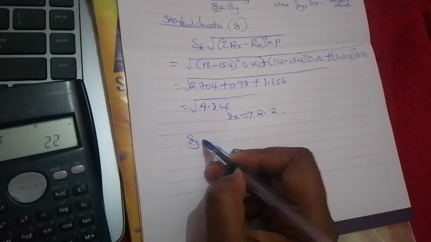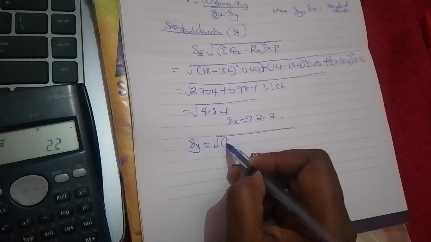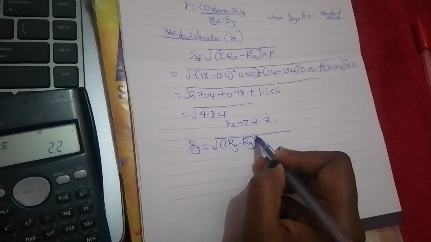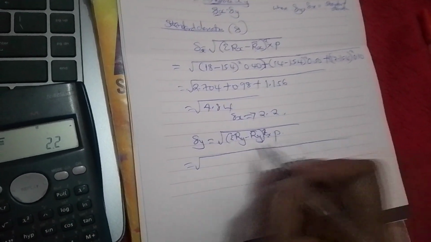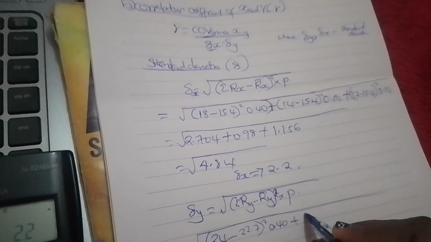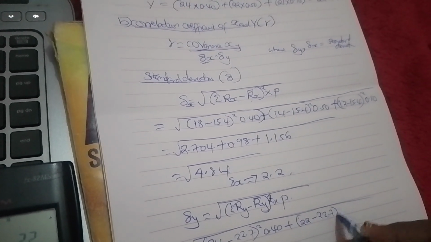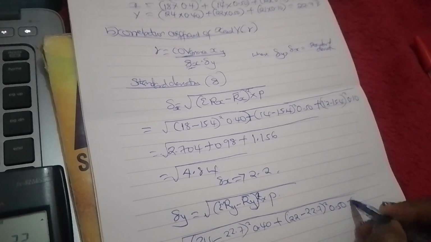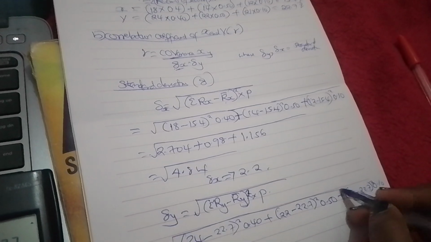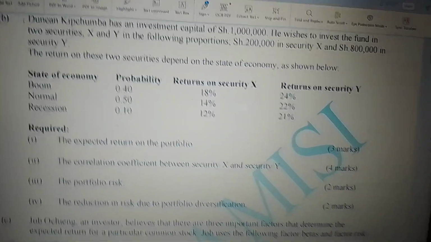When you do it for Y, it's the same thing: square root, summation of return of Y minus expected return of Y squared, you times with the probability. So you start here again. It's going to be 24 minus the 22.7 that we got over there, squared, you times with the probability 0.40. Then you add 22 minus 22.7 squared, you times with 0.50. Then 21 minus 22.7 squared, you times with 0.10. They have been shown there, all of them.